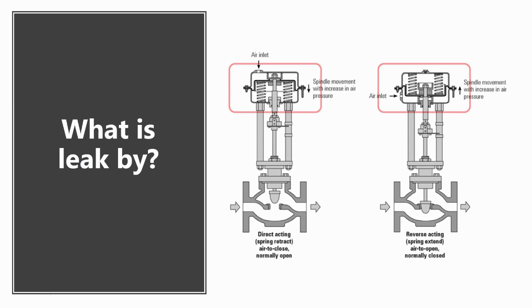So let me first define what I mean by leak by, because I'm going to be using that expression frequently. Simply put, it's a term used when a fluid or a gas such as steam is moving through a valve when it shouldn't be. If the valve doesn't seat properly, the fluid can push past the valve seat and through the valve. Here we have two different types of valves, a normally open valve and a normally closed valve.